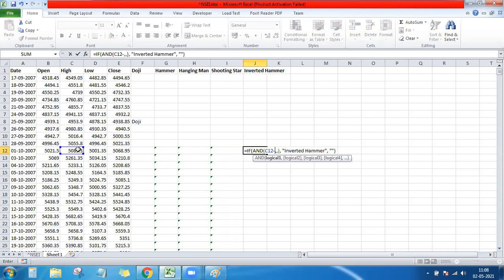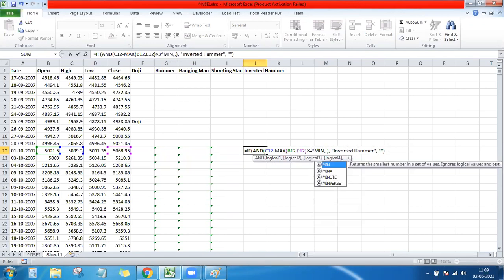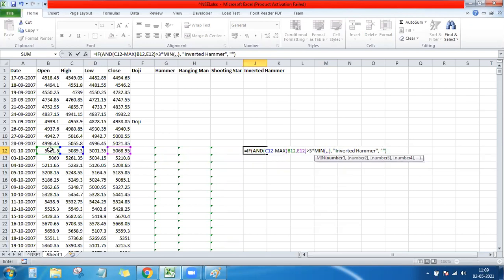High minus maximum of open comma close. This should be greater than 3 times multiplied by minimum of open comma close minus the low price.